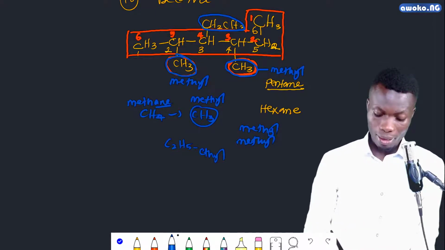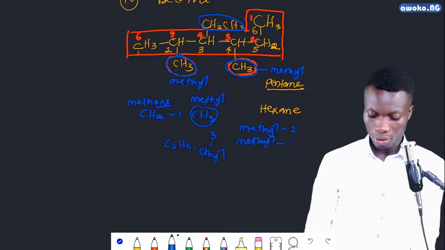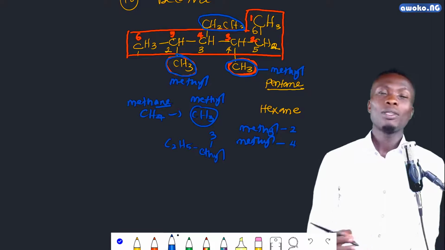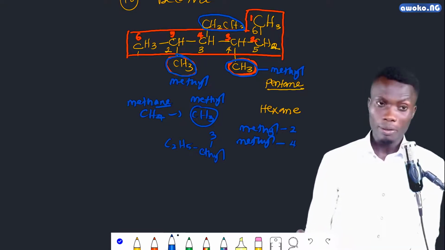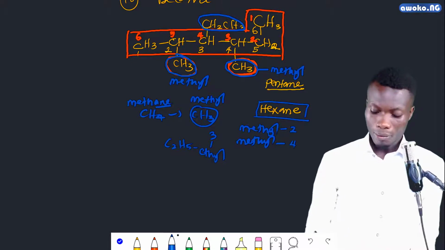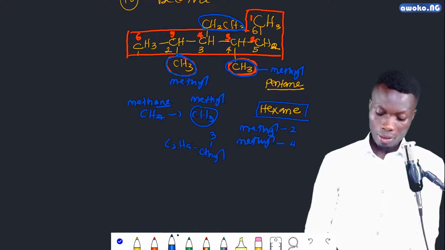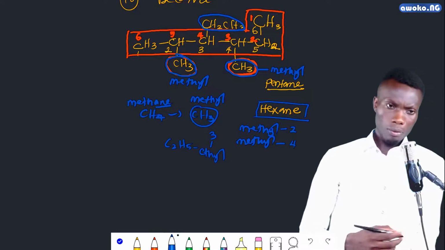Now, of course, our ethyl is on carbon position 3, and our methyls, the first one is on carbon position 2, and the second is on carbon position 4. By analyzing this, we have been able to name our structure. It becomes easy. First of all, our parent chain is hexane. And then we have 3 branches, one on carbon position 2, one on position 4, and the other on position 3. So how do we now order this in our name?